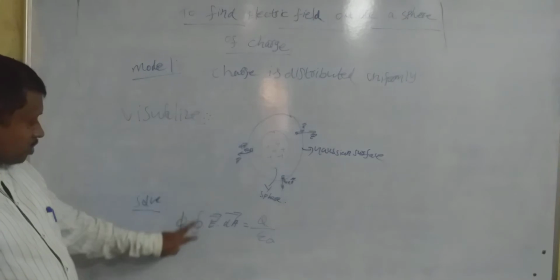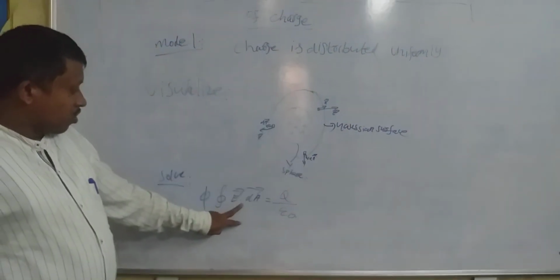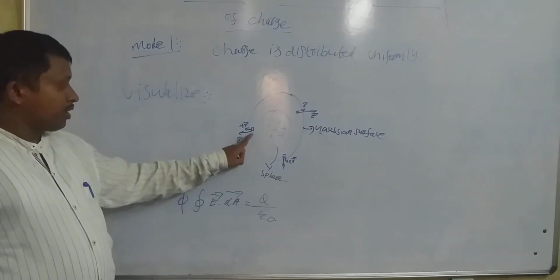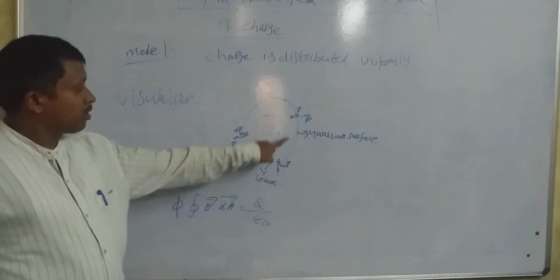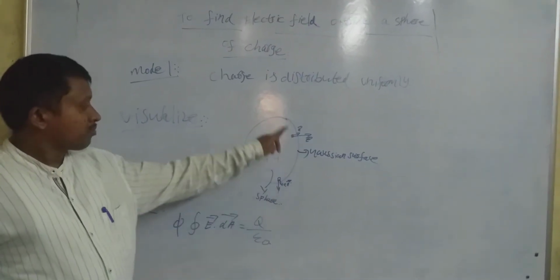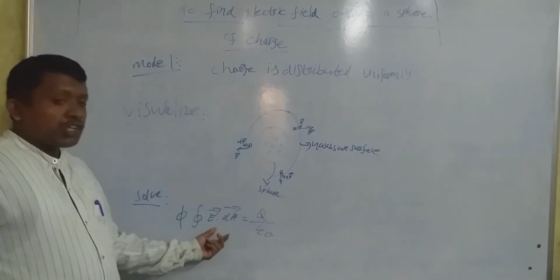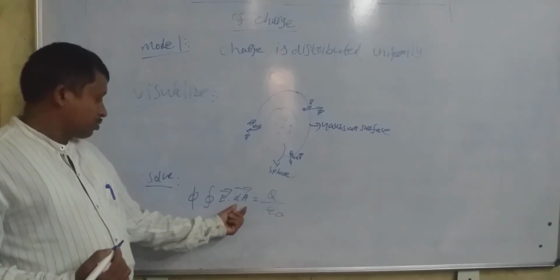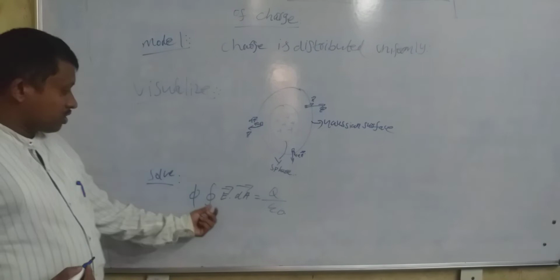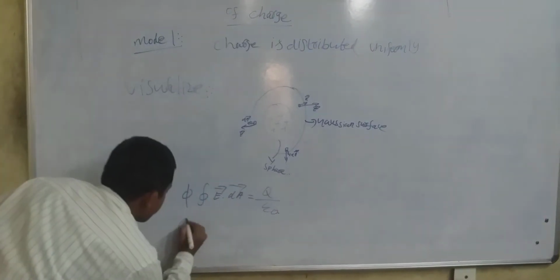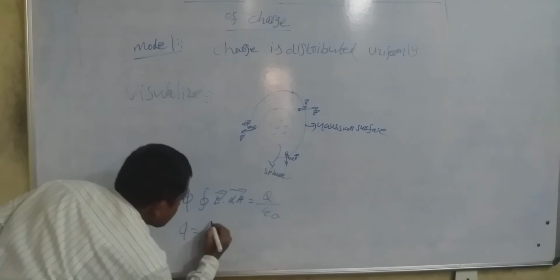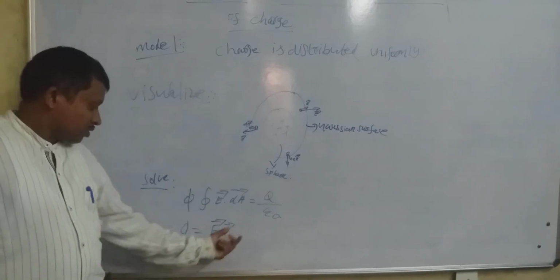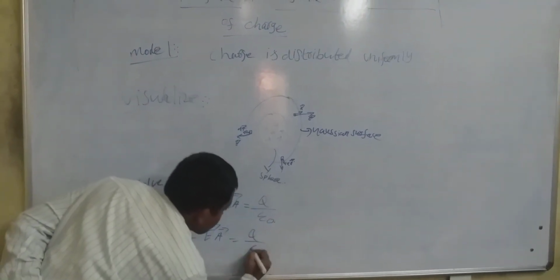So the electric flux is through the enclosed surface, E vector dot dA vector. How do we solve this? This is the small area dA, and if I take all the small areas, it gives the area of the sphere. So the flux phi is equal to E times A, so EA is equal to Q divided by epsilon 0.